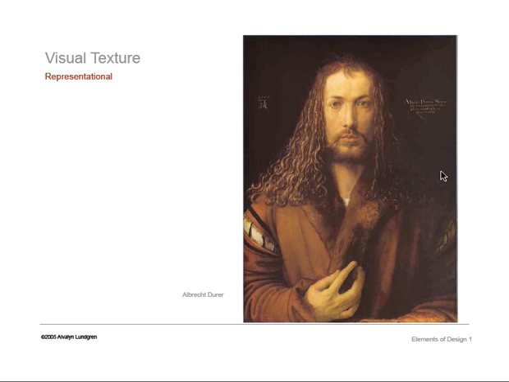Representational texture is basically rendered texture that is recalling directly actual physical texture. So in this Dürer painting, this self-portrait, the texture of the hair is very different than the furry collar and the sense of the robe that he's wearing. Then there's the texture of the skin and so forth. So this is a variety of representational textures that help us understand what this person looked like.